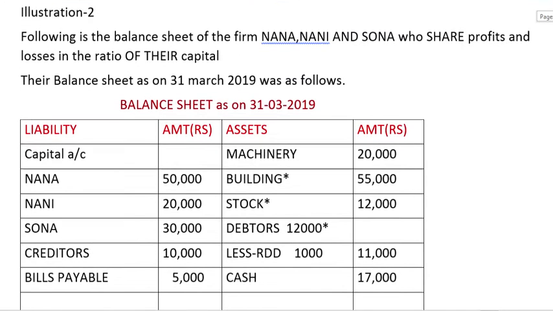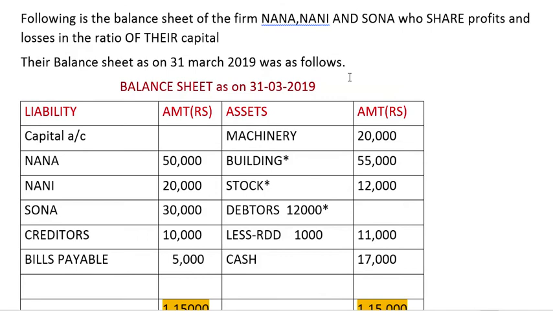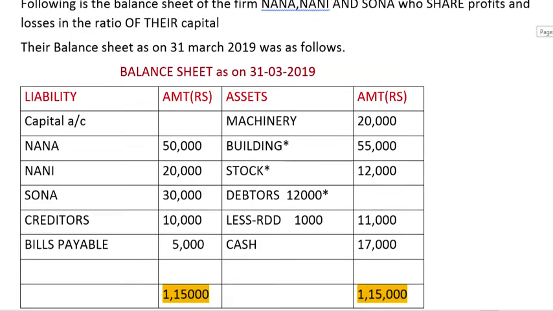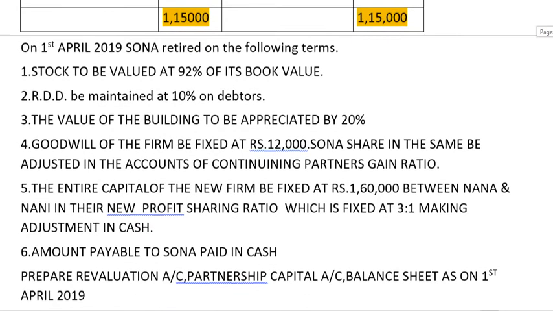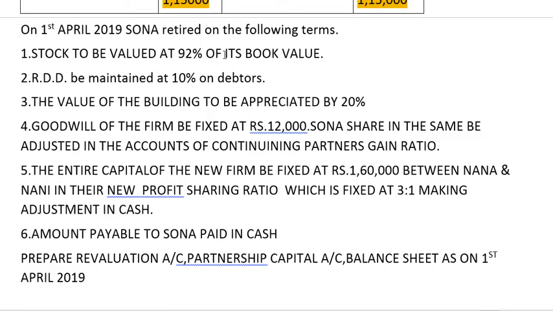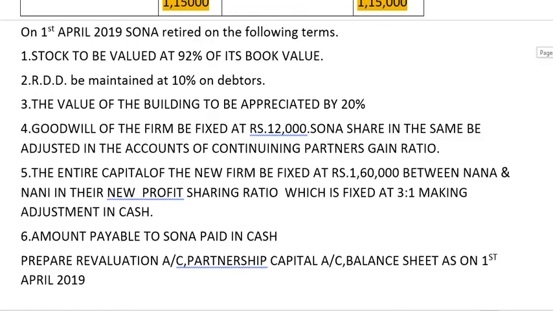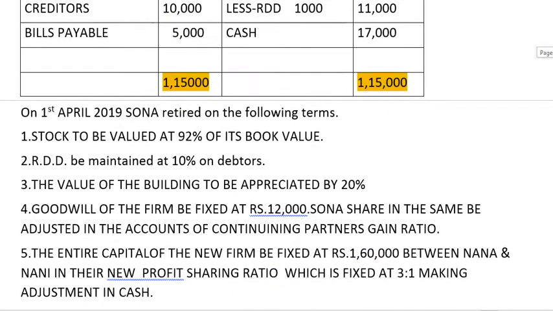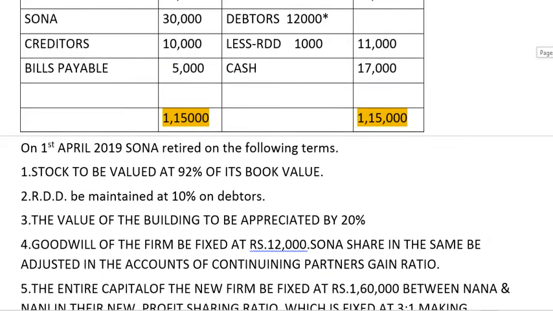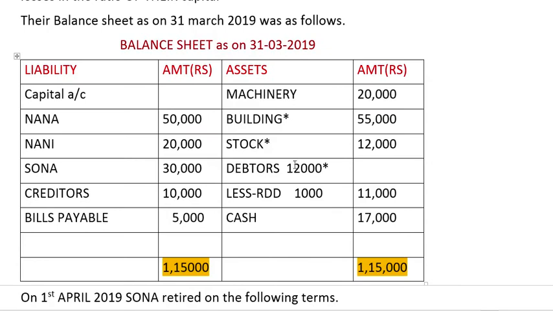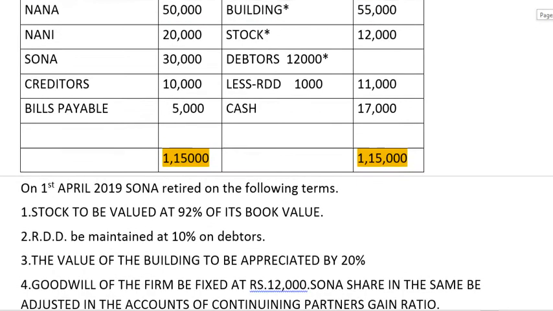So let's get started. Following is the balance sheet of the firm Nana, Nani and Sona, who share profit and losses in the ratio of their capital. The balance sheet as on 31st March, this is the balance sheet, and these are the adjustments. Stock to be valued at 92% of its book value. So we'll put a star mark in the balance sheet, so that whatever adjustments are there on these assets or liabilities, we can leave one line for calculations.